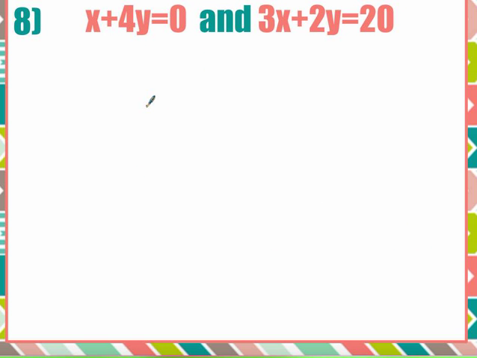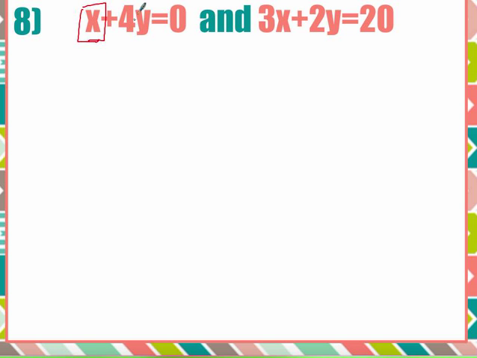So number 8 is the last one I want to try and work with you before you try some of your own. So we'll do this one last time. Neither one of these equations is isolated for a variable. So as I'm looking through, I'm looking for an easy target. The x has a 3, the y has a 2, this y has a 4, this x has a 1. So it's going to be a lot easier to get this guy alone. So our goal is going to be to get this x alone.